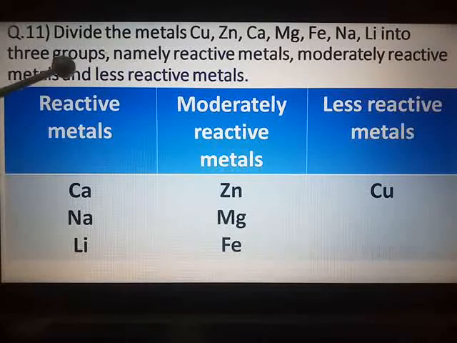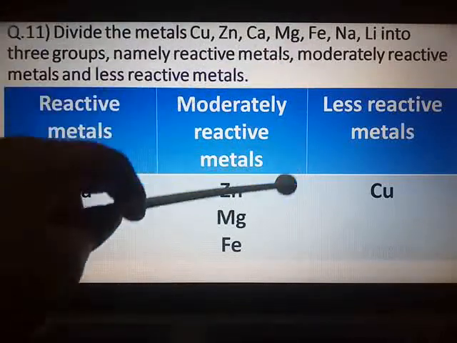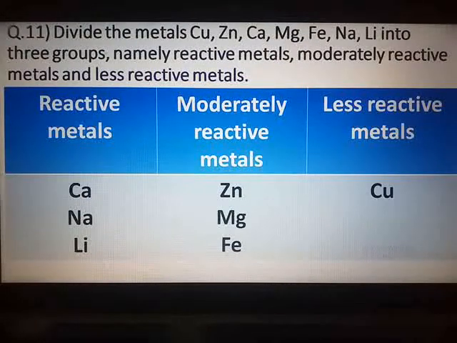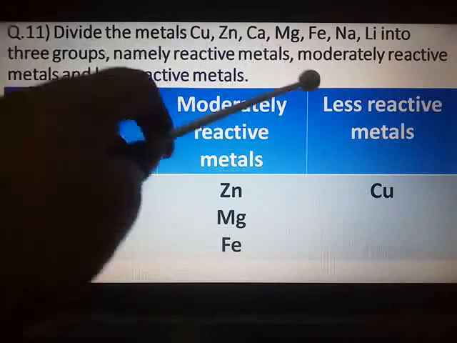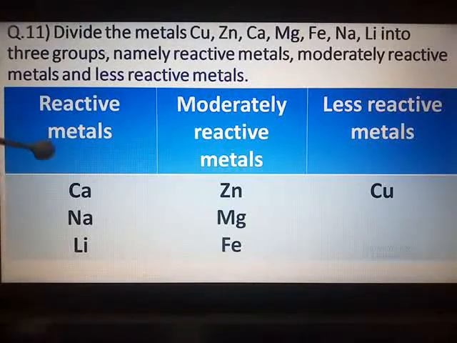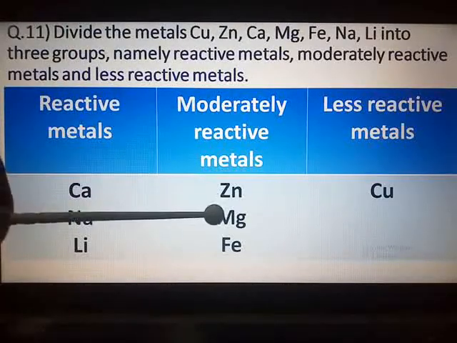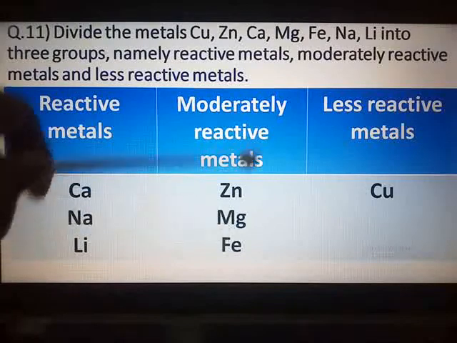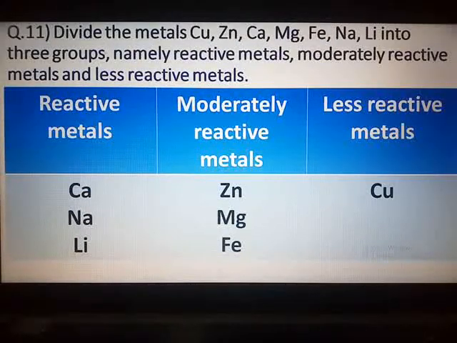So first you have to prepare 3 columns: one of reactive metals, another of moderately reactive, and the third of less reactive metals. Now referring to the reactivity series chart, you come to know copper is least reactive, so put it under less reactive metals. Zinc moderately, calcium highly reactive metal, magnesium moderately, iron moderately, sodium and lithium under highly reactive metals. So with this we complete question number 11 and we complete the textual exercise over here.